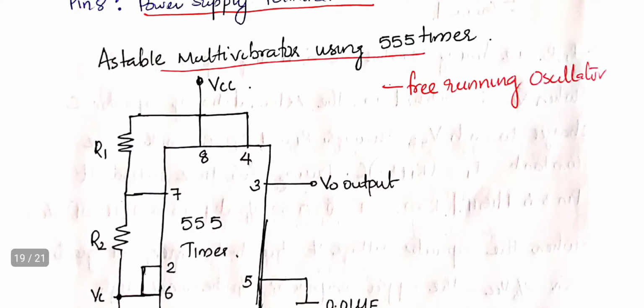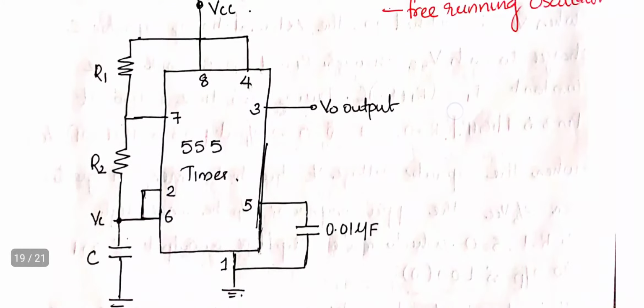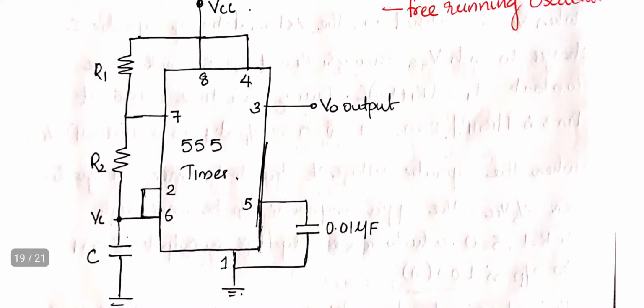So as the name indicates, its output will have two states, but it is not stable. It will be continuously changing. So this is the circuit diagram of a stable multivibrator.